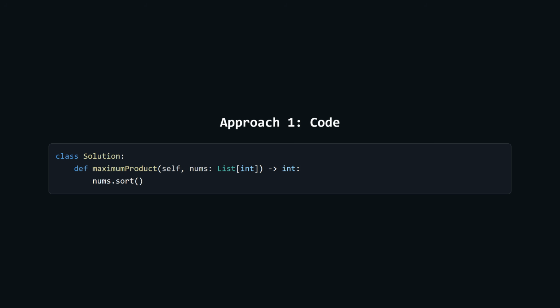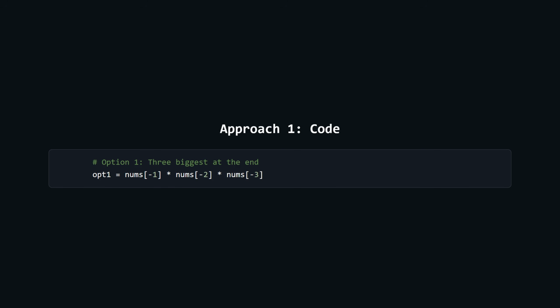Alright, let's look at the Python code for this. First, we literally just call the sort function on our numbers list. Next, we calculate option 1. In Python, we can use negative indexes to grab from the back of the list. So we multiply the last number, the second to last number, and the third to last number together. Then we calculate option 2. We grab the very first number, multiply it by the second number, and then multiply that by the very last number in the list. Finally, we just use the built-in max function to see which of our two options turned out bigger, and we return that winning number as our answer.